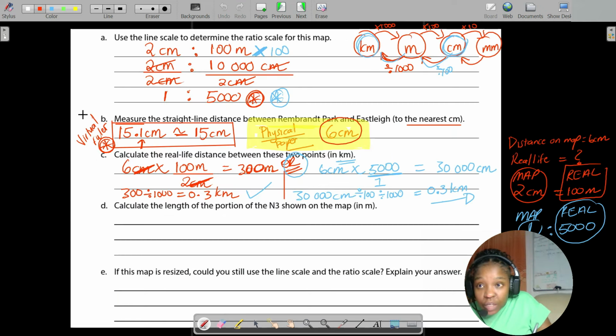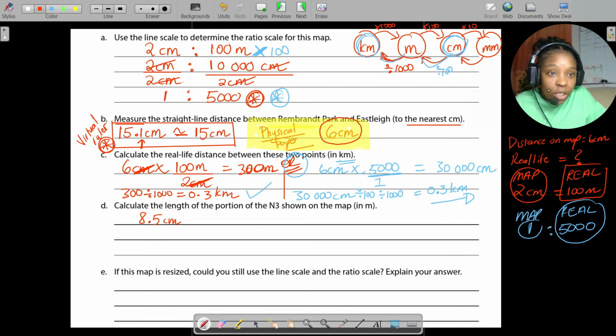Okay, it's supposed to give you 8.5 centimeters. So I just showed you how you can go about measuring that with your ruler. But remember, because I've got a virtual ruler, guys, we all know what the situation is, right? If you get 8.5 centimeters, we want to determine the length of this portion. They want you to determine the length of the portion of the N3 that is shown on the map, in real life.